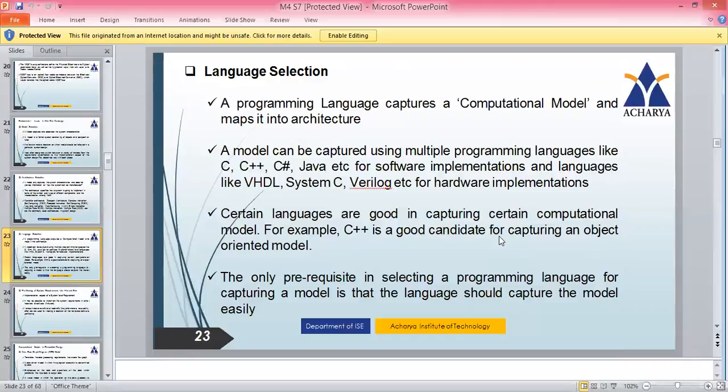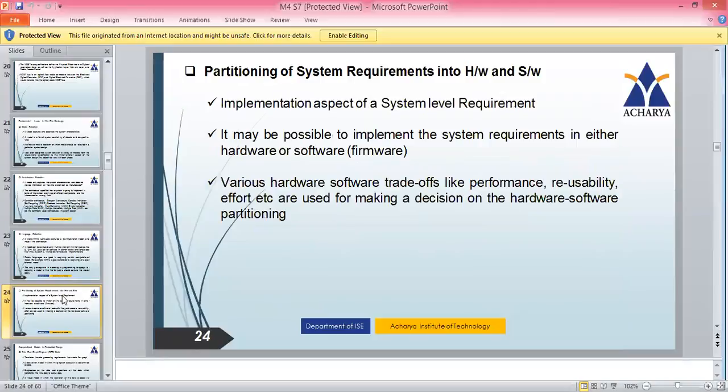Usually they make use of VC++ for embedded systems. So VC++ will help to develop many embedded applications. And the next one is, the only prerequisite in selecting a programming language for capturing a model is that the language should capture the model easily. As I said, it should be compatible with the model, the entire system, and it should provide wonderful user applications. At the same time, it should communicate with the hardware. So this has to be done by the language that we choose. So now let's go to the next slide.